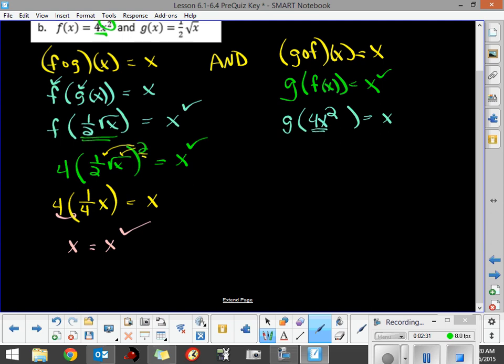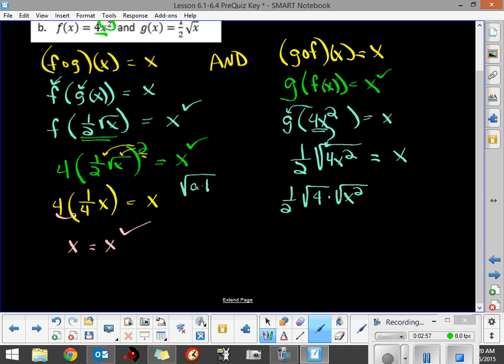Now that means 4x squared is going into function g, and g says you take 1/2 times the square root of your input, and your input is your 4x squared. I want to verify that that will give me an x. So now we're going to take the square root of 4x squared, so it's 1/2. You can think of this as the square root of 4 times the square root of x squared, if that helps you. Remember, you can always take the square root of a product and write it as the product of the square roots. That helps some people see the relationships here.